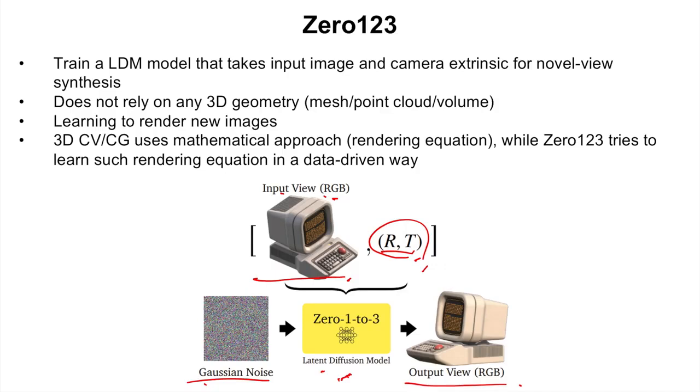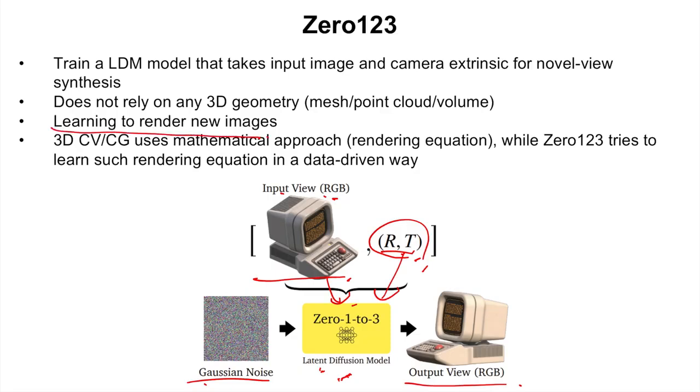But this one, there's no 3D reconstruction. There's just a camera model. Just directly pass all the things to the latent diffusion model to get the output view image. It's very interesting, right? Very different from what we've done so far. What we've done so far is totally based on 3D representation and then rendering images. But this one, all the things are in the latent space. There's no 3D reconstruction at all. So in short, it learns to render new images.